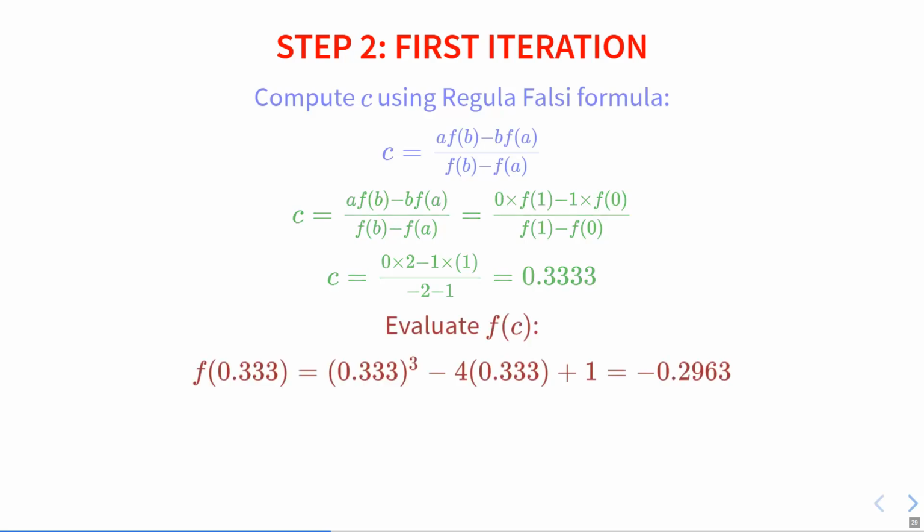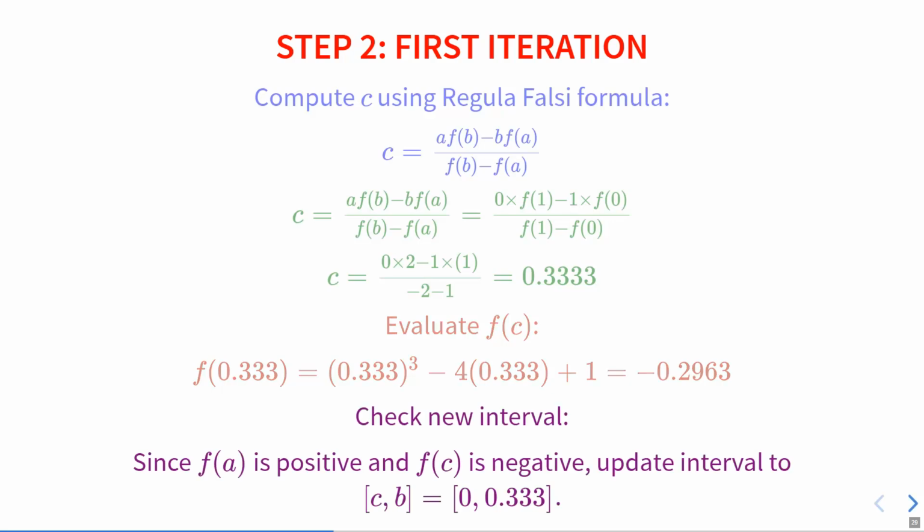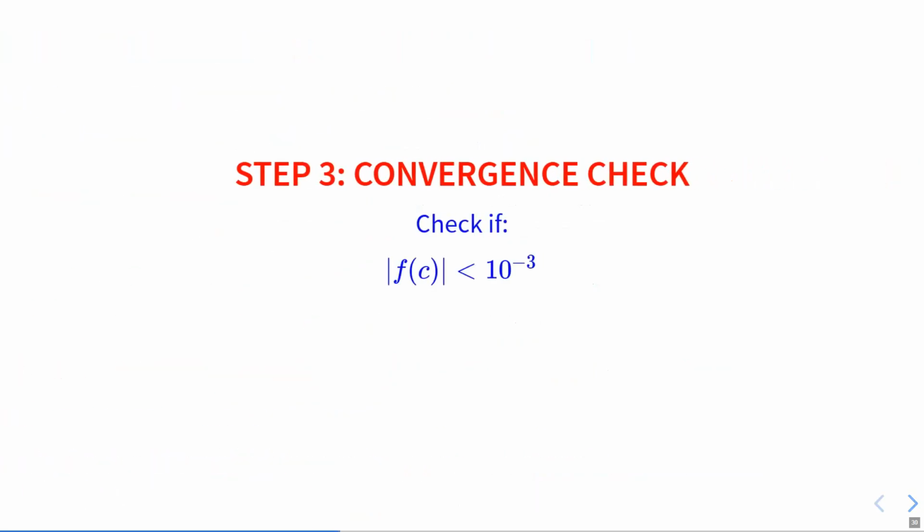Now we have to check f(c), whether it is positive or negative. So f(c), with c equal to 0.333, if I plug that in, I'll get -0.2963, so that is actually negative. So here f(a) is positive and f(c) is negative, so the updated interval is a to c, that is 0 and 0.333.